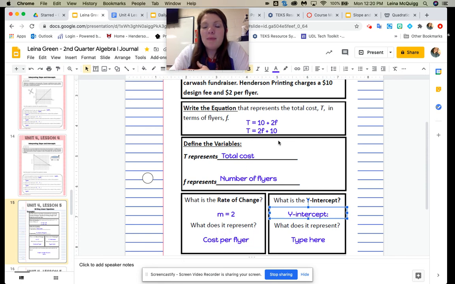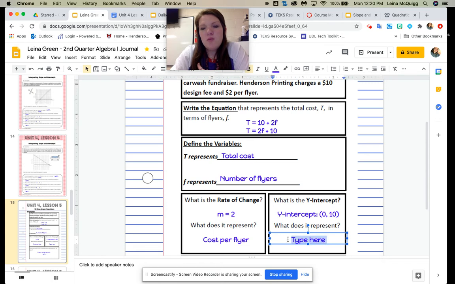Then my y-intercept, my plus b here is 10. Or I would write that as an ordered pair as 0, 10. Right? My x value is 0, my y value is 10. And what does this represent? So what does my y-intercept mean? Well, this is my $10 design fee. This is my design fee. And this is the amount, my base amount. This is like the base cost.